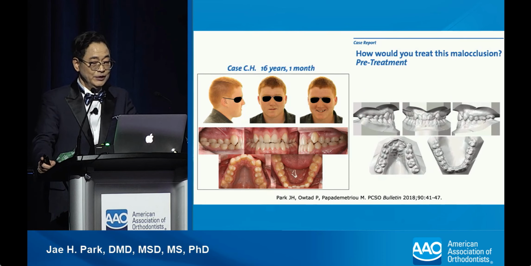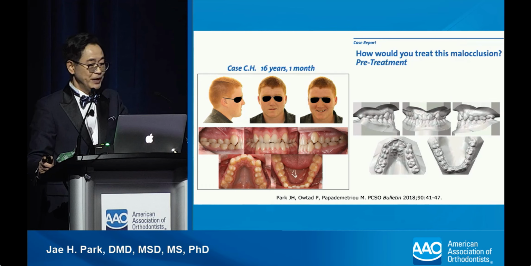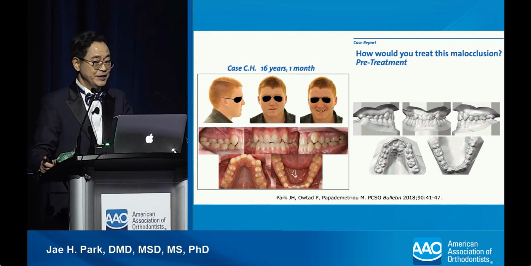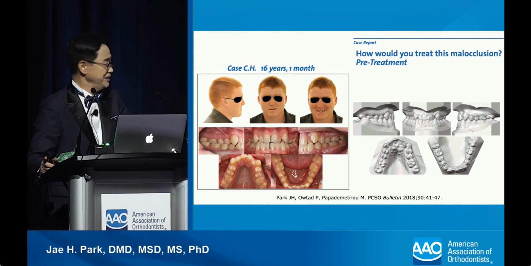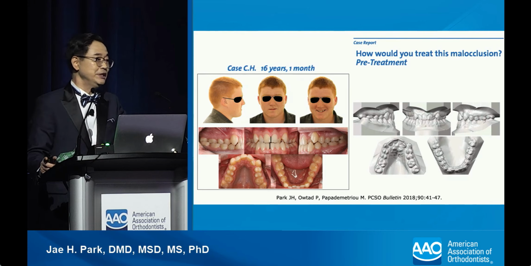This is Christopher. He has a skeletal Class 3 pattern. You can see posterior crossbite, constricted maxilla, retroclined lower incisors, and midline deviation. How would you treat this case?